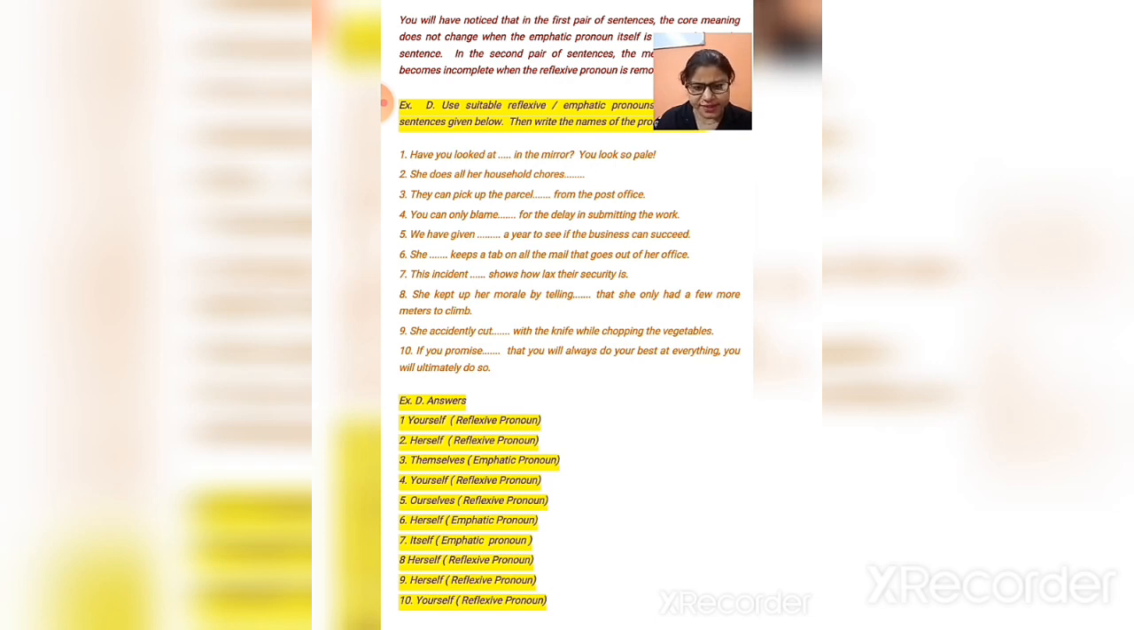Okay, next, number 10. The last is a reflexive pronoun used as yourself. If you promise yourself you will always do your best at everything, you will ultimately do so. So here we have completed the first exercise. Now we are going to move to the next exercise.